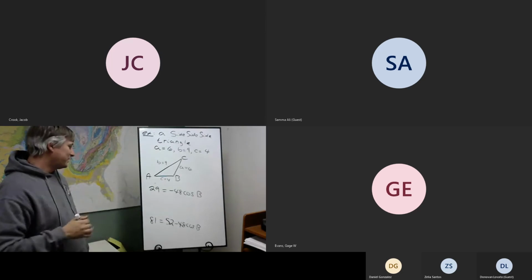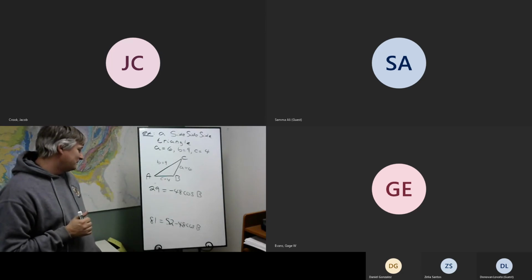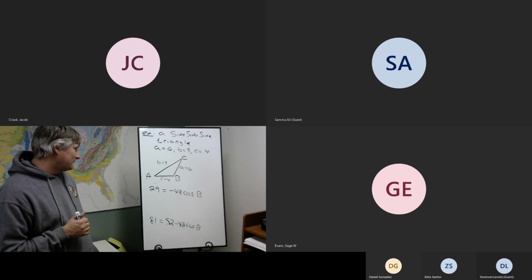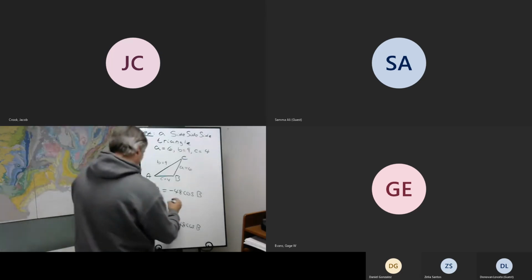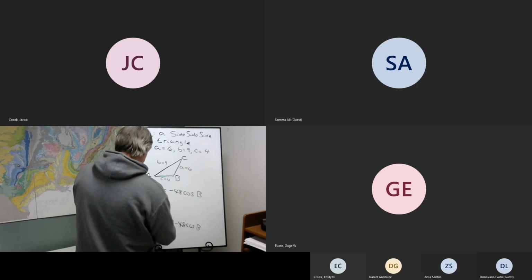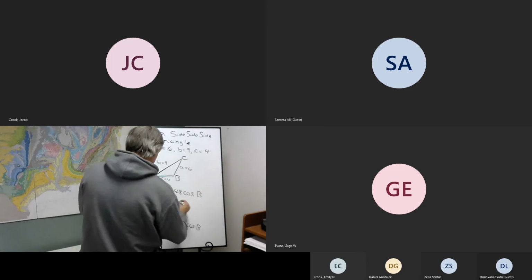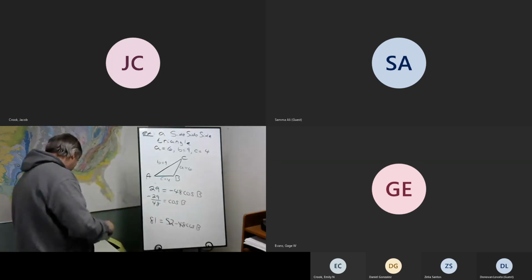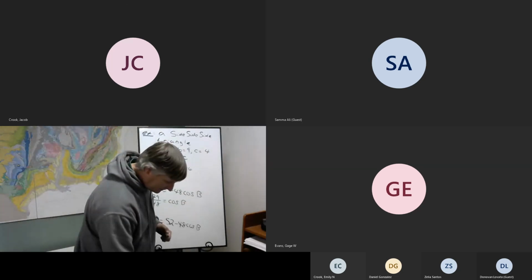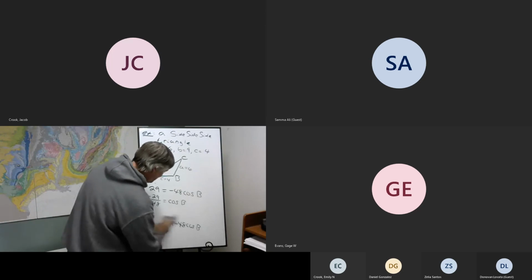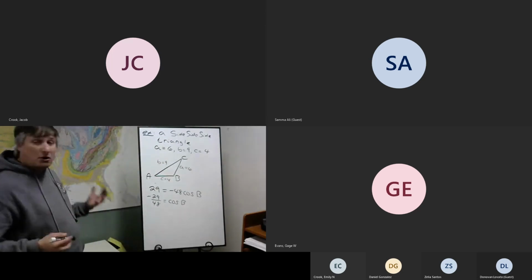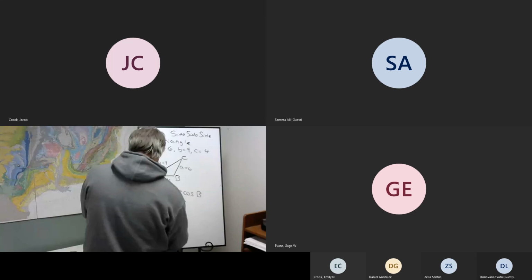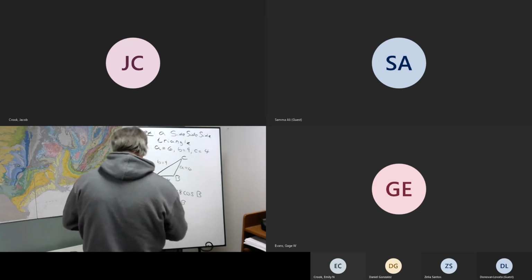Double check that real quick. Yeah. So divide both sides by negative 48. We get negative 29 over 48 is the cosine of b. Let me check my arithmetic. Yeah, all right, so we're looking good. So cosine inverse. Let's see what we get.